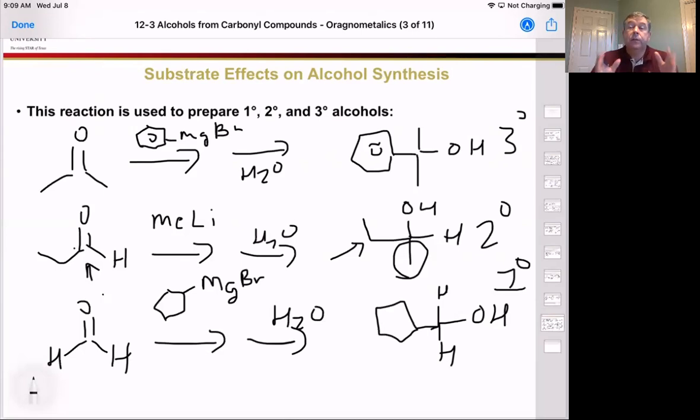So using these organometallic reagents, we can generate tertiary, secondary, or primary alcohols by looking at your starting materials, okay? So ketones will always yield tertiary alcohols. Most aldehydes will yield secondary alcohols, and formaldehyde will yield a primary alcohol.